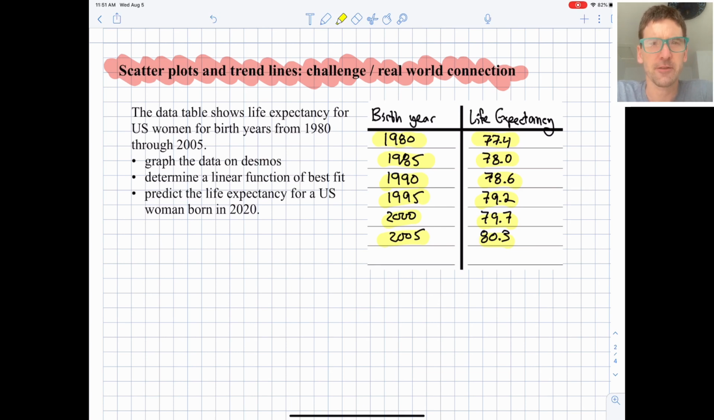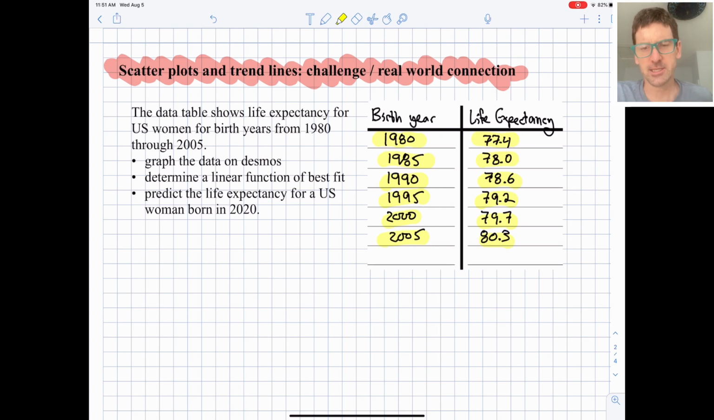And I'm sure there's a lot of variability in these data with respect to geographic location or class or race or ethnicity. But as a whole, as a single group, looks like life expectancy is improving for US women.